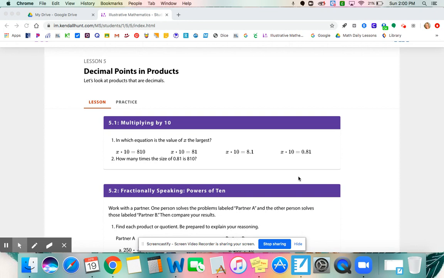I do want to thank those of you who have logged on, watched the videos, and done the Google form questions. It's been really useful for me to know if we're understanding and ready to move on, and it looks like many of you are doing very, very well. So we're moving on to multiplication. We're going to do a little work of making sense of that.